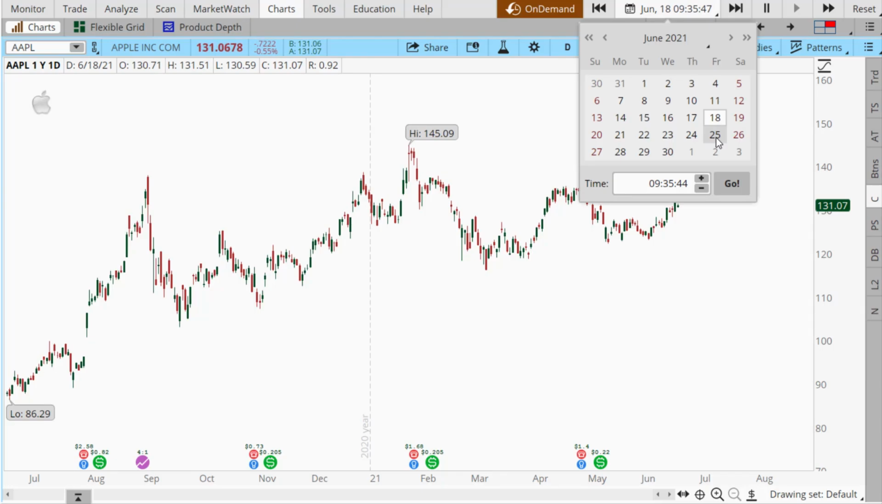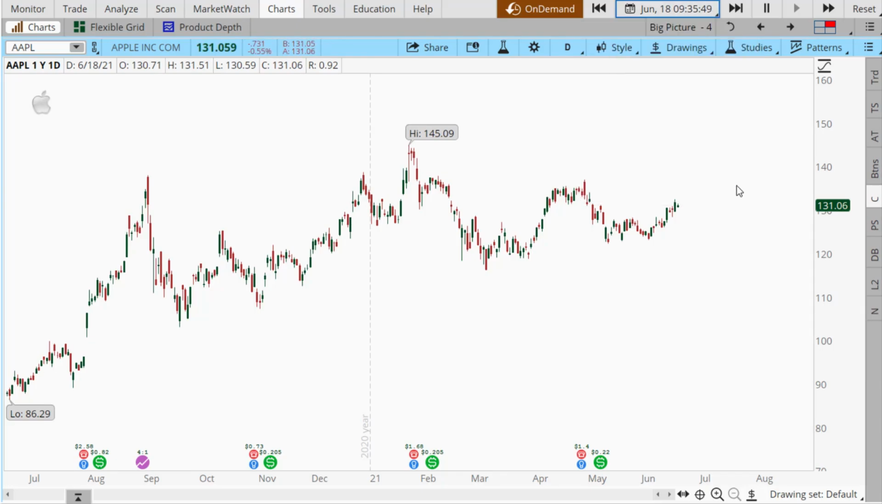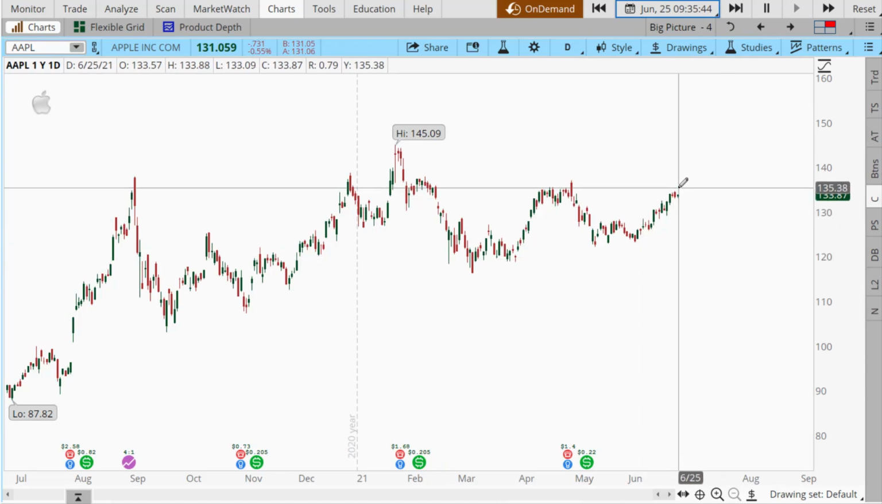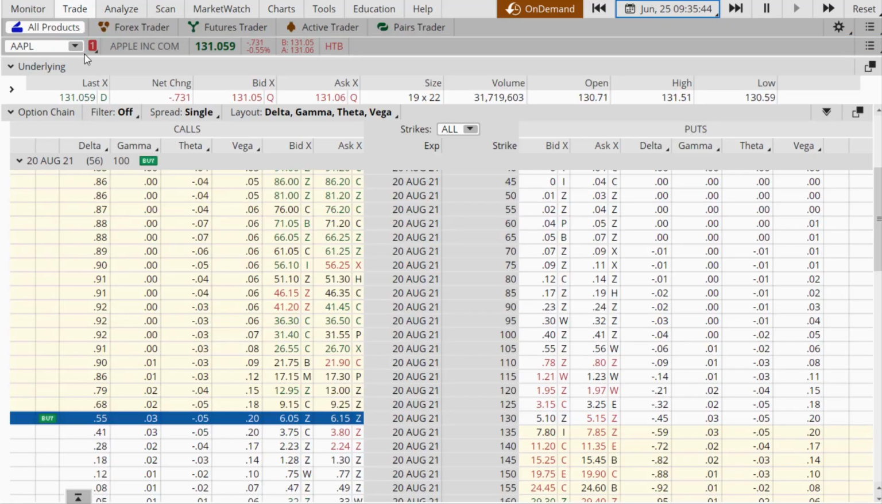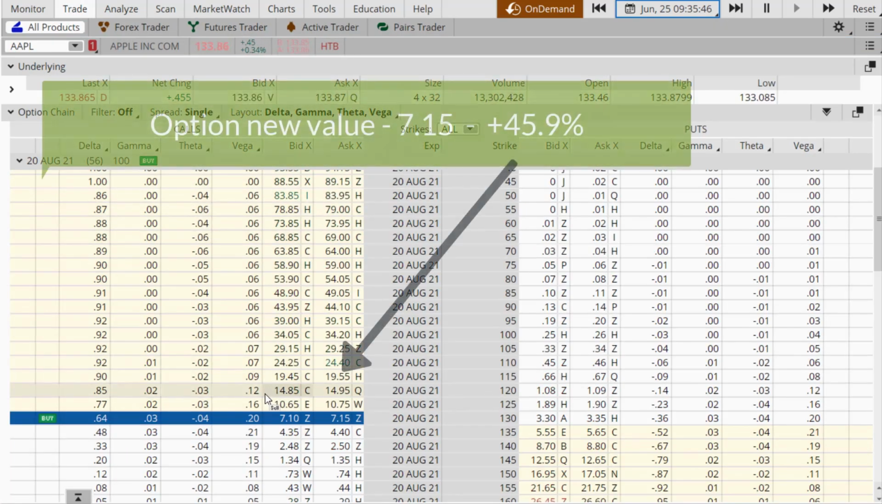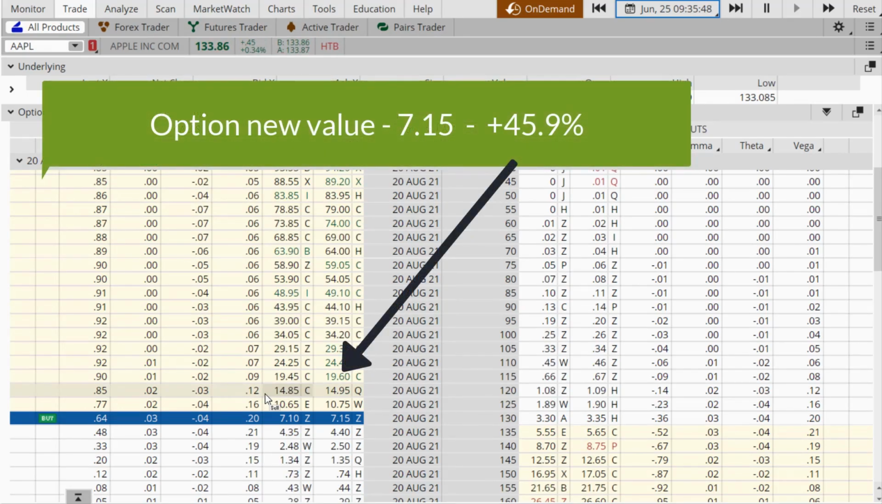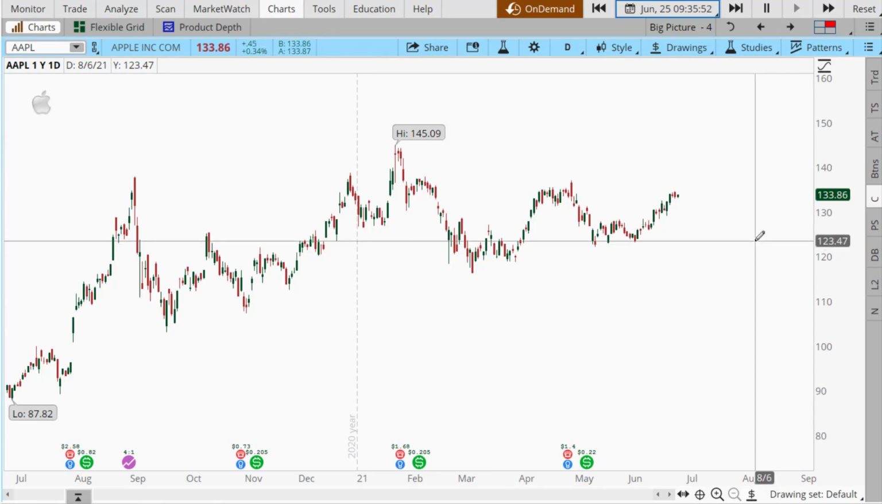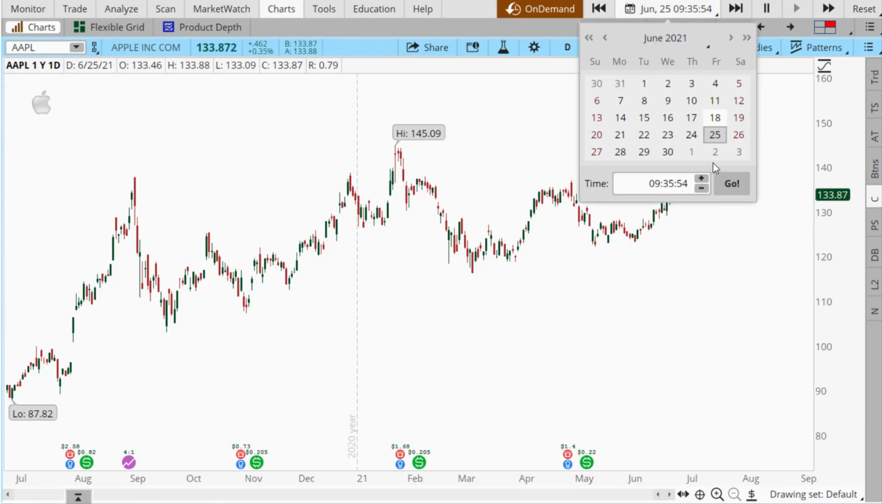Well, let's move the needle by another week. And when we move the needle by yet another week, we can see that we've still not yet hit our target. We're getting closer. We're at 135.24. Now, at that day, by the time we got to that level, our 130 call had moved up to $7.15. And so we can see that our value continues to move up. We are losing a little bit of what's called time decay each week, but we're gaining more than we're losing.